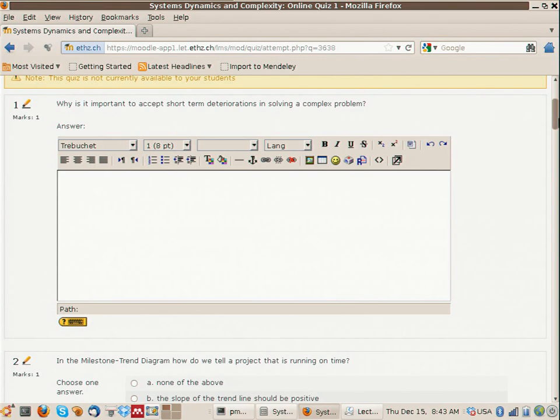So this is the first quiz. Can you read the question in the back? All right. So why is it important to accept short-term deteriorations in solving a complex problem? The short answer is because this is related to instability. This allows us to explore outcomes that in the long term may turn out to be better. Right? We don't have unlimited rationality, or we don't have unlimited capability of exploring the future in a sense. So we accept short-term deteriorations in order to escape from this kind of suboptimal solution.